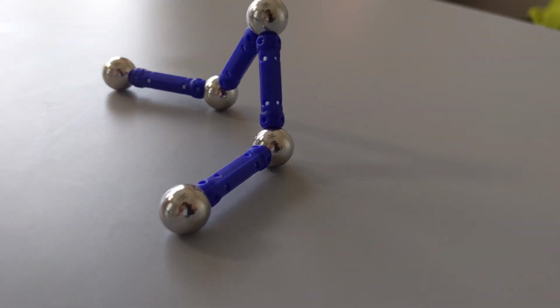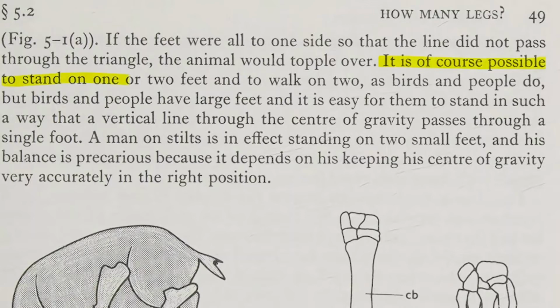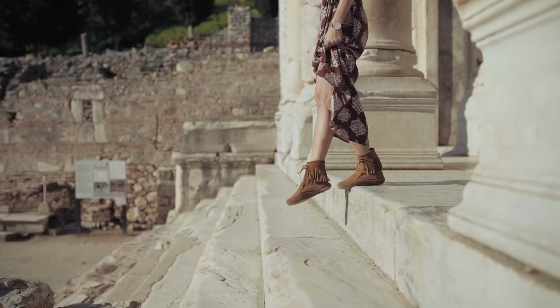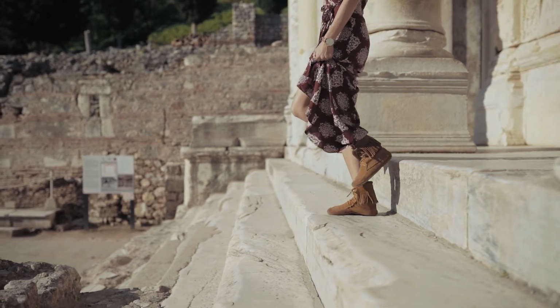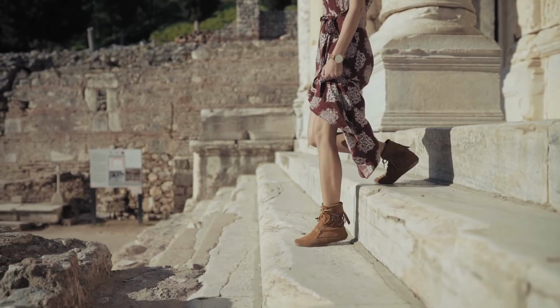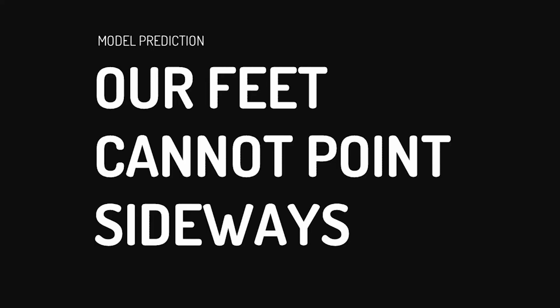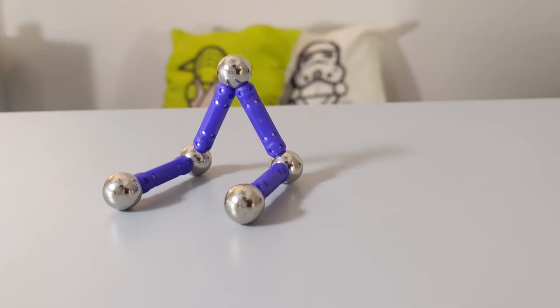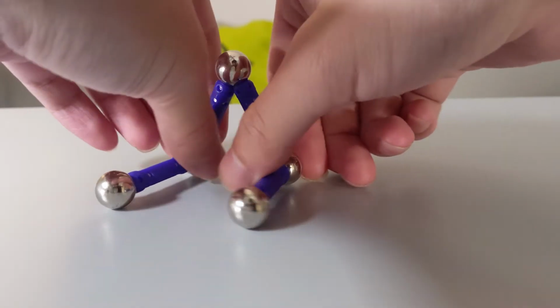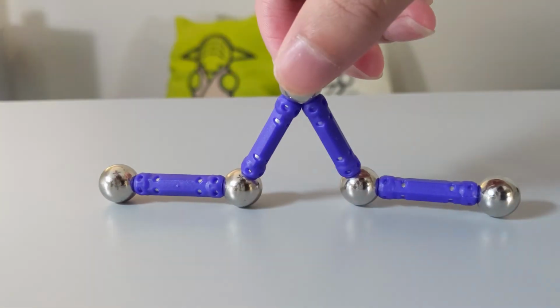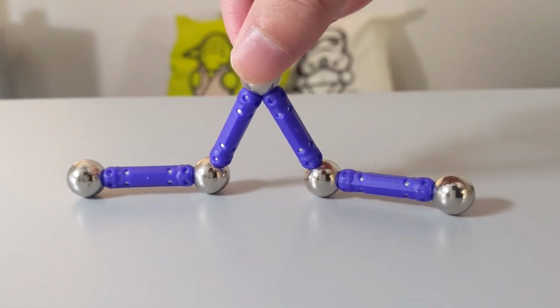It's no surprise that feet help us stand, but here's something people don't really talk about, even textbooks, at least in 2022. Why do our feet point the way they do? Here's what our model tells us. Our feet cannot point sideways. Because if they did, our feet vectors would flare out like this and not span our space, and we would fall down.